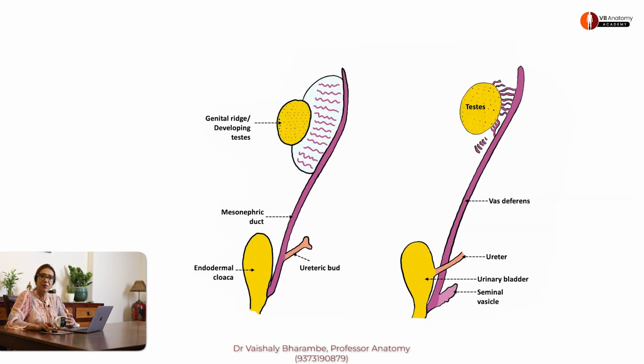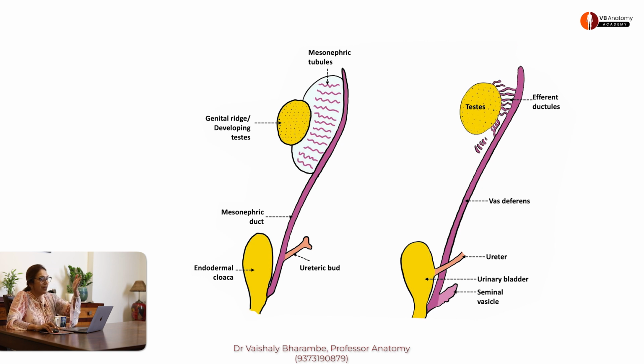Right. Another image to help you understand a little more. This is the developing genital ridge which is going to develop into testes as seen here. This is the mesonephric duct. These are the mesonephric tubules. Clear? Okay. So now what happens? The mesonephric tubules in the middle will form efferent ductules, right?